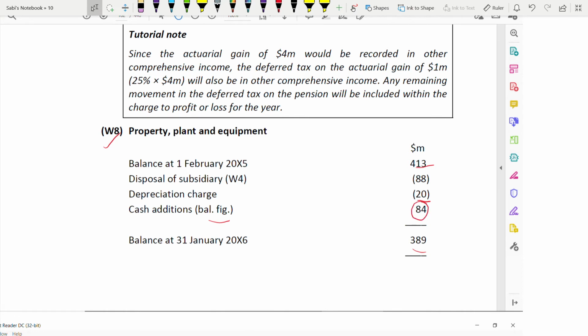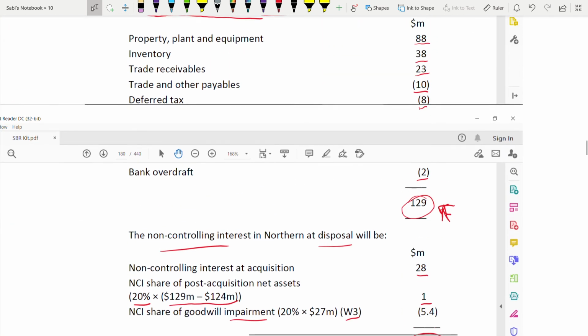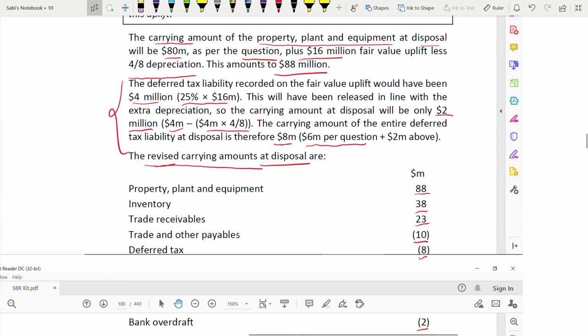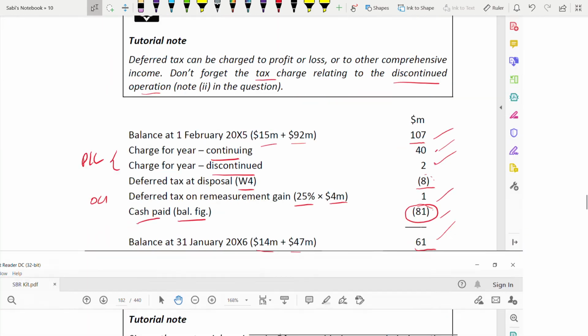Okay, another thing is working for disposal of subsidiary 88. So we saw the PPE when you are disposing of, we found out the value of the PPE 88 million in working 4. If you forgot working 4, let us go up and check working 4. You see this 88, you have calculated 88. So this 88 needs to be there. Since it is disposed, it is minus 88.